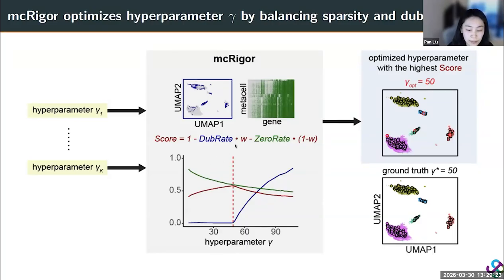The method and hyperparameter setting that receives the highest score would be considered as the optimal one for the given data set, here marked with this red dashed line. Then the question is how we can define the score.